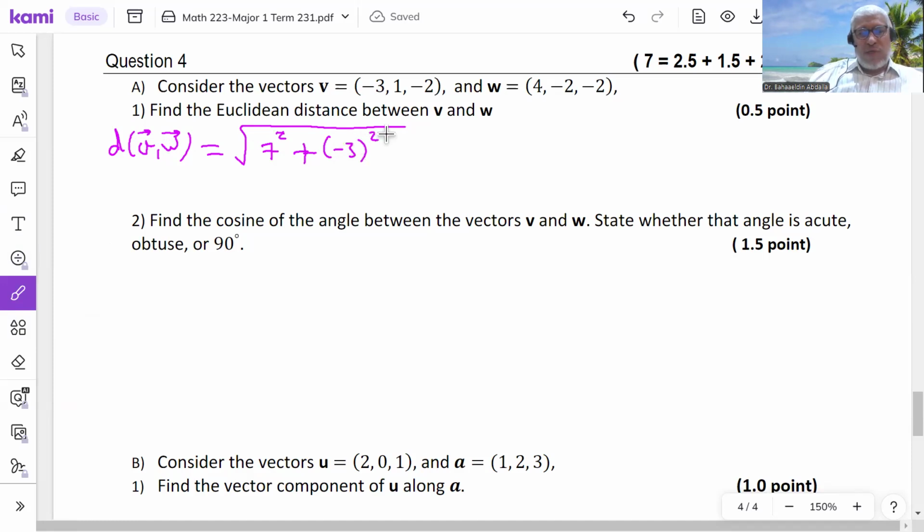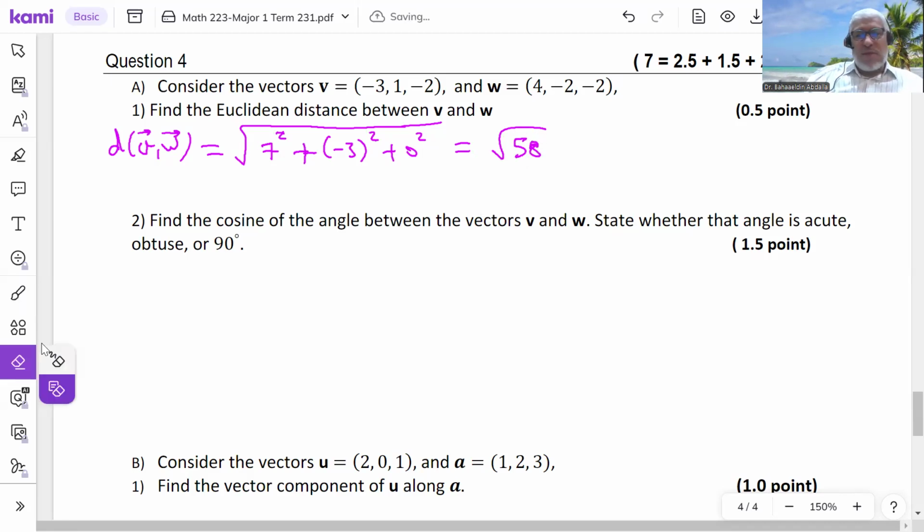Negative 2 minus 1 is negative 3, squared. Negative 2 minus minus 2, so negative 2 plus 2, that's 0 squared. So the answer is 49 plus 9. So 7 squared is 49 plus 9, that's 58. So the distance is square root of 58, the distance between these two vectors.